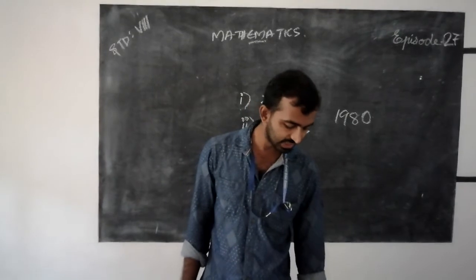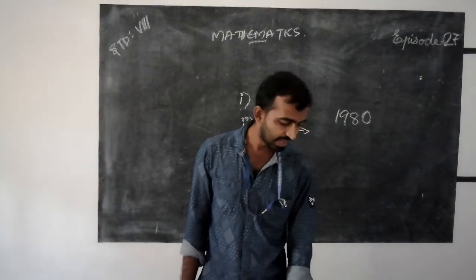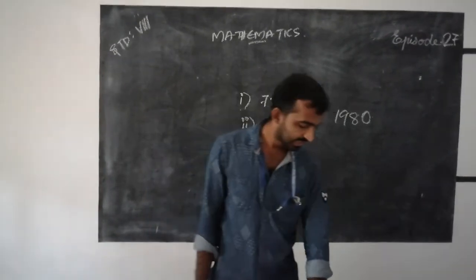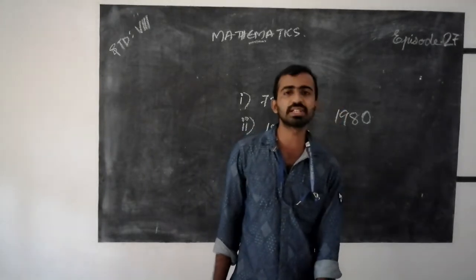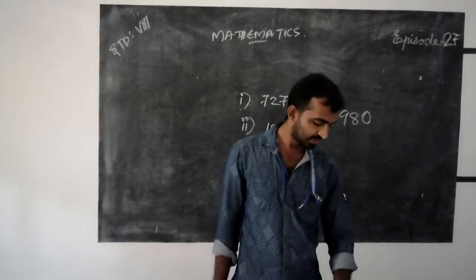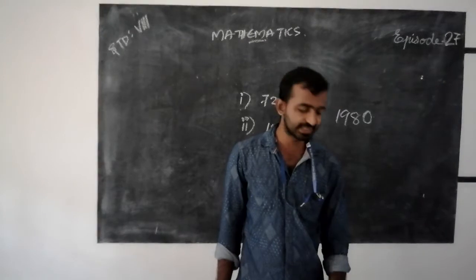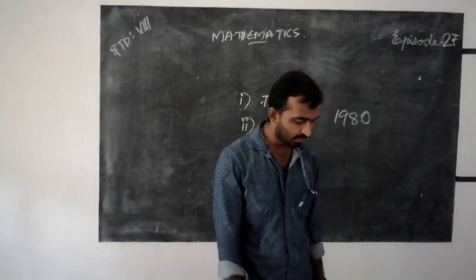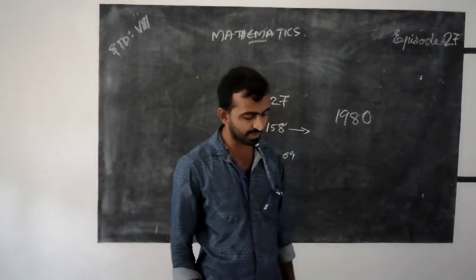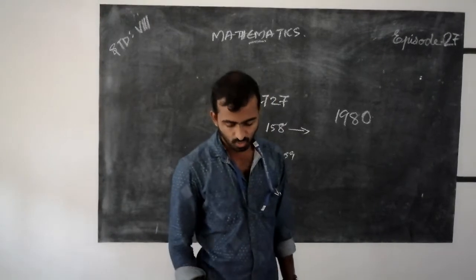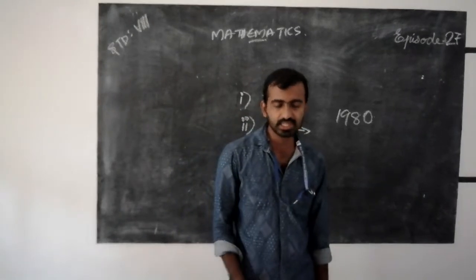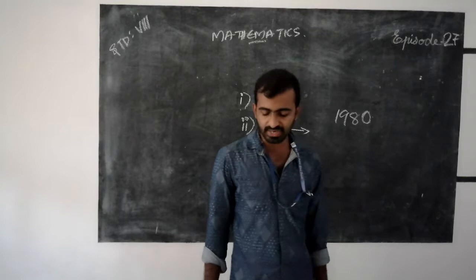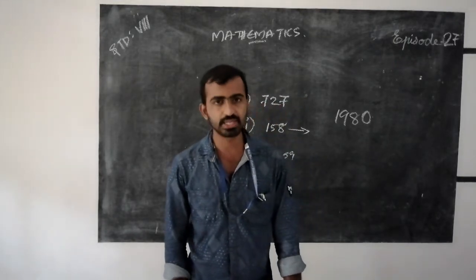And next, the second question is for your homework. That is very simple. What will be the number of zeros in the squares of the following numbers? Here the first is 60. When we take the square of 60, we get 2 zeros.